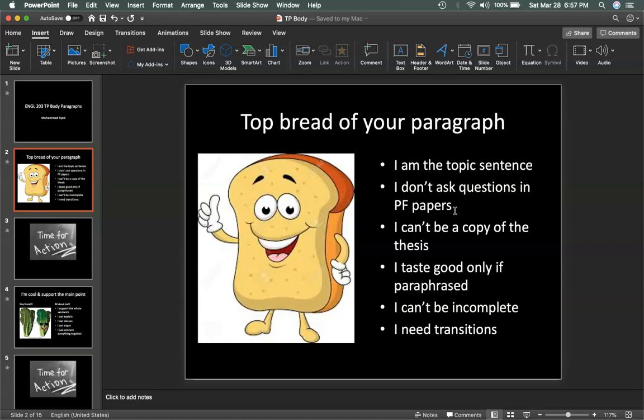Now, for one thing, it cannot be a question. Some students write a question there. It should never be a question. The other thing is, in your thesis statement you have 3 main ideas. Main idea 1 is topic sentence number 1, main idea 2 is topic sentence number 2, main idea 3 is topic sentence number 3. So these are 3 main ideas, 3 bodies.